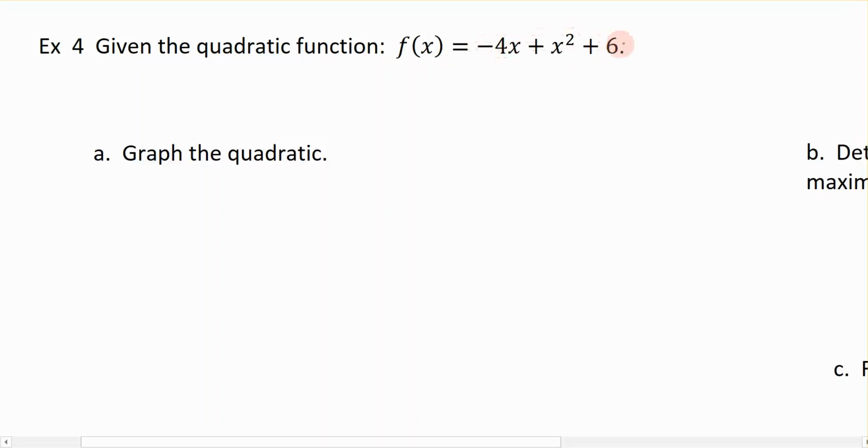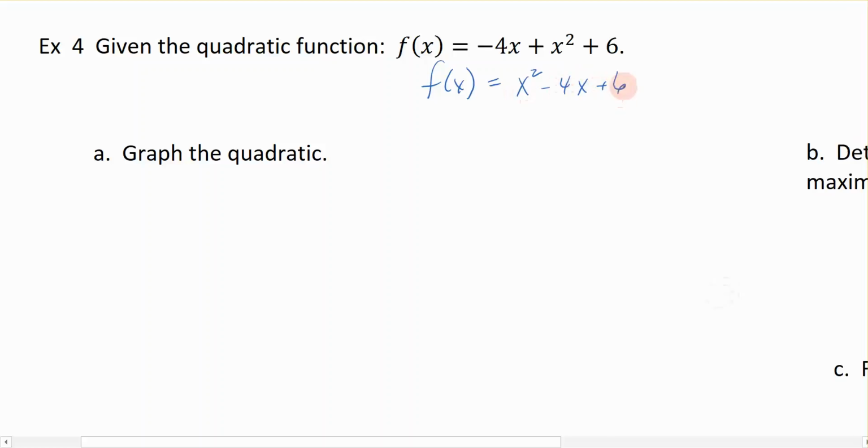it's not written in its descending order. We like to see functions written in descending order because we can work with them a little bit easier. So I'm going to rewrite this right off the bat. This looks like f of x equals x squared minus 4x plus 6.